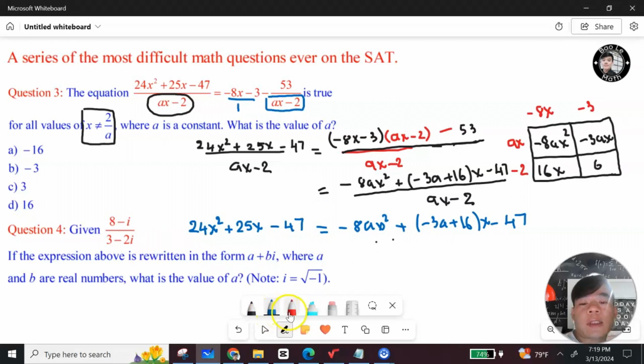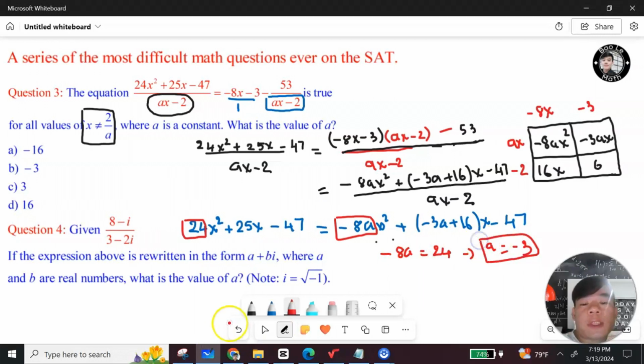So now I just equate the coefficients, okay? This is 4 in front of s squared, this is negative a in front of s squared, so I have the equation negative a equal 4. So I solve for a, divide both sides by negative 1, so a equal negative 4.